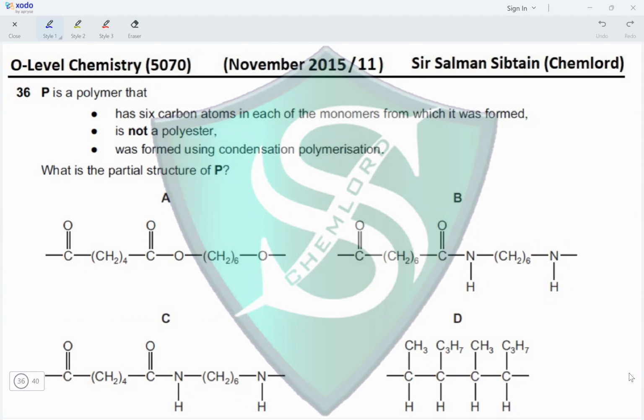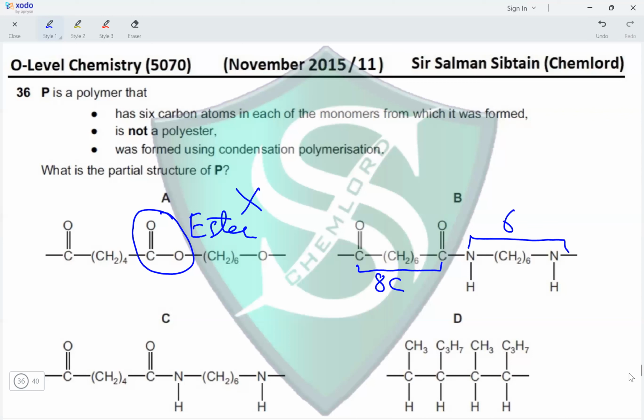In B, we have one of the monomers having 8 carbon atoms, while the other monomer has 6 carbon atoms present. So 8 carbon atoms is not a requirement for this polymer. In the third example, we've got the amide bond present, which was there in B as well, but it has one monomer with 6 carbon atoms and another monomer also with 6 carbon atoms. So this is meeting all the requirements of the polymer stated in the question.